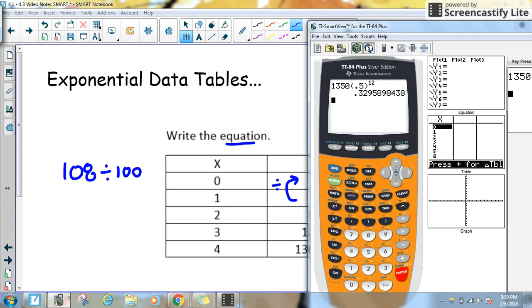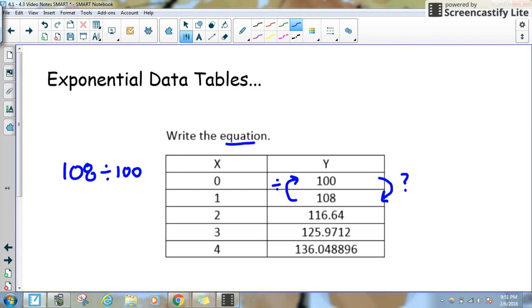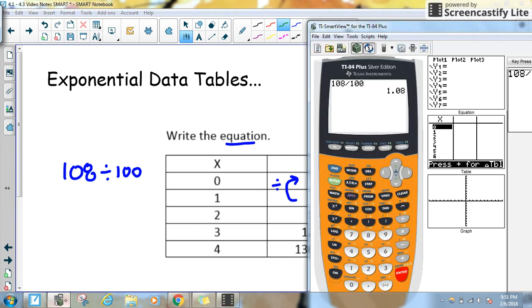Okay, so let's go ahead and punch this in. So 108 divided by 100, and that's going to give me 1.08. All right, so I know that the multiplier, this guy right here, the multiplier is times 1.08. Okay, and let's just kind of double check the math for a second here. I need to make sure this multiplier carries out properly.